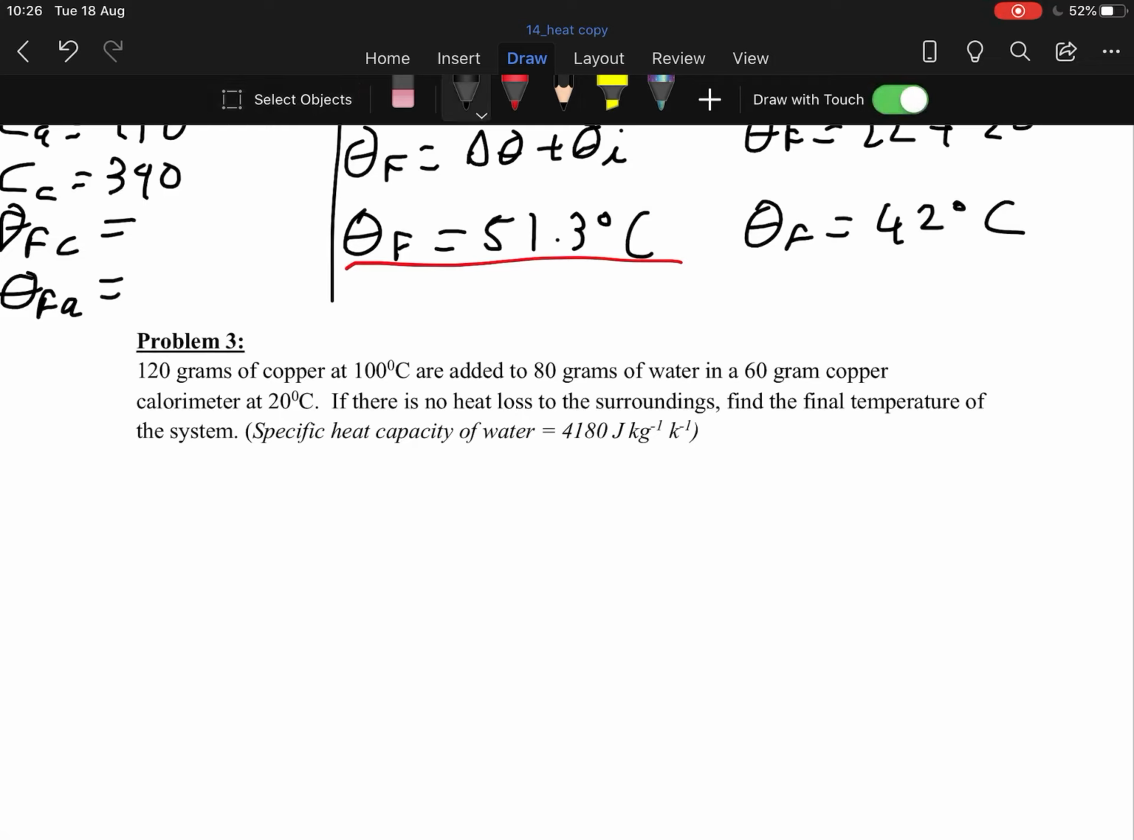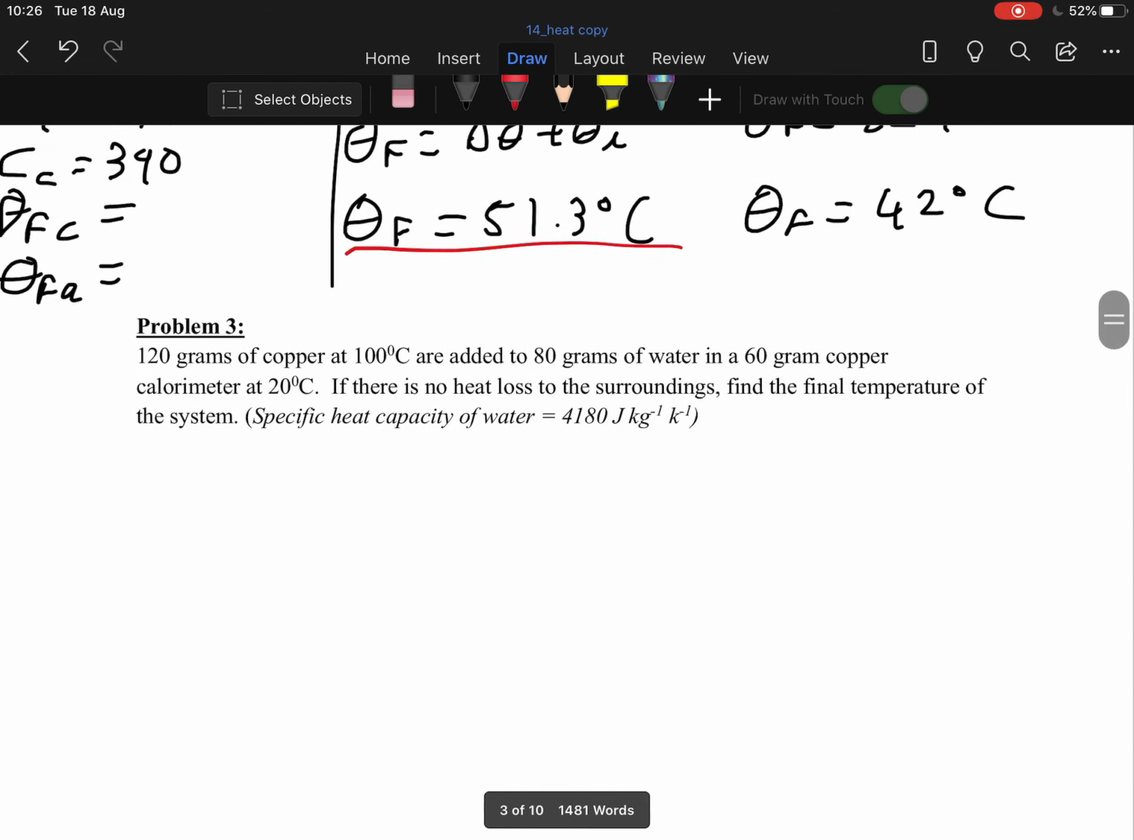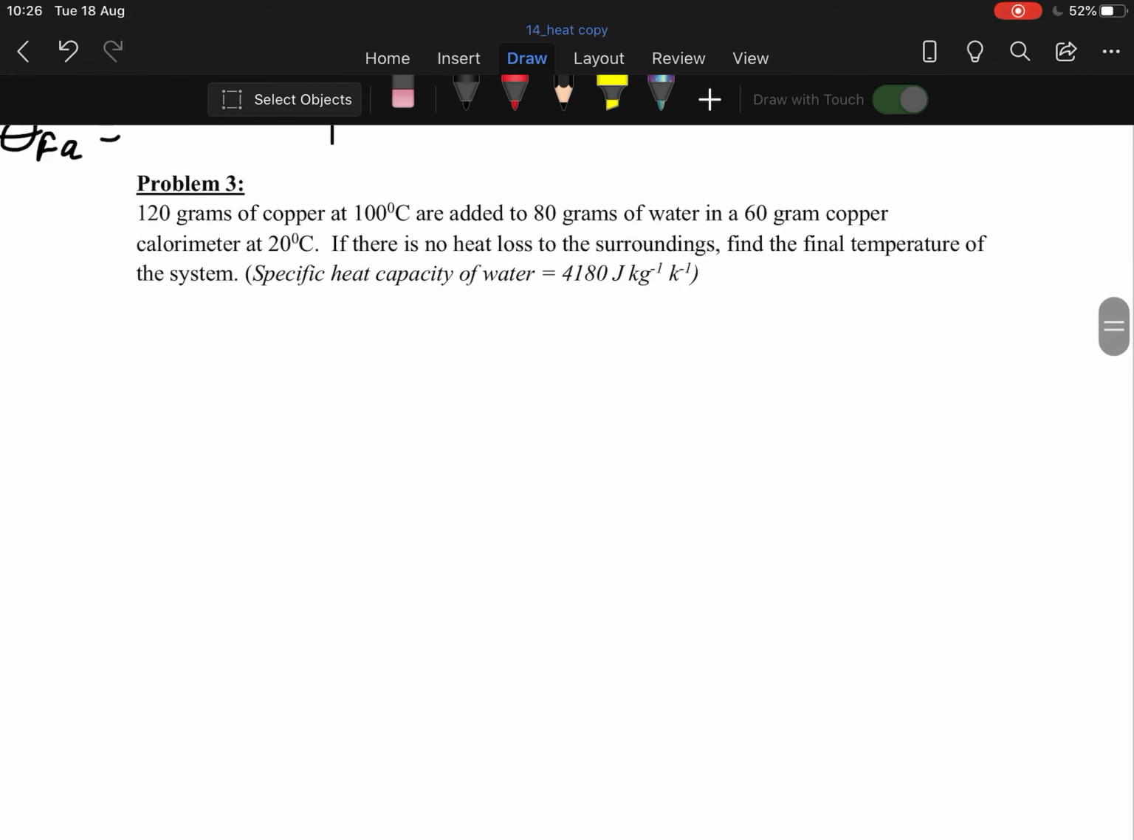All right, so we'll read through it first. 120 grams of copper at 100 degrees Celsius are added to 80 grams of water in a 60 gram copper calorimeter at 20 degrees Celsius. If there is no heat loss to the surroundings, find the final temperature of the system. The heat capacity of water is 4180, and the heat capacity of copper is the same as up here, 390. So write out everything you have.